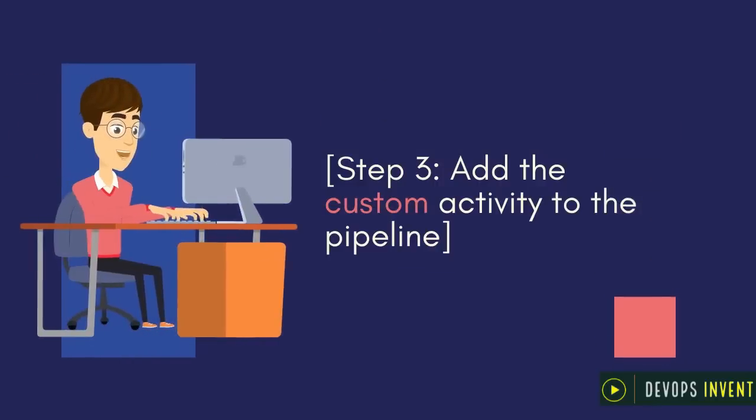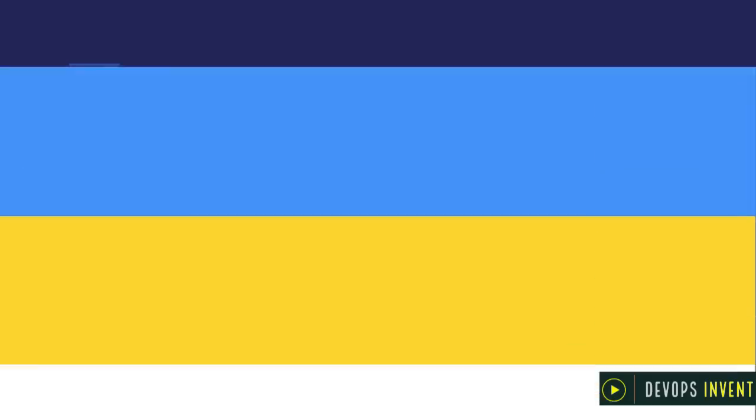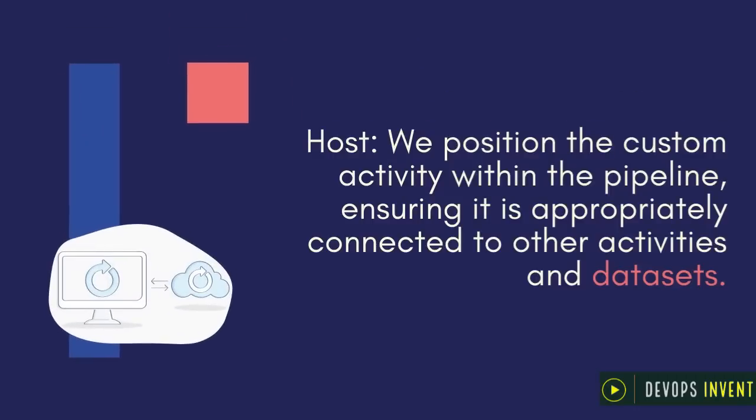Step 3. Add the custom activity to the pipeline. Now that our custom activity is configured, we can add it to our data pipeline. We position the custom activity within the pipeline, ensuring it is appropriately connected to other activities and datasets.